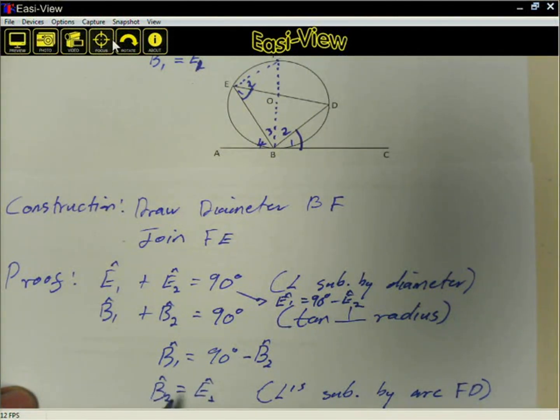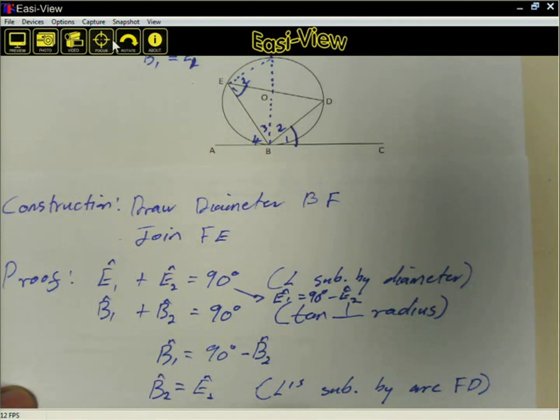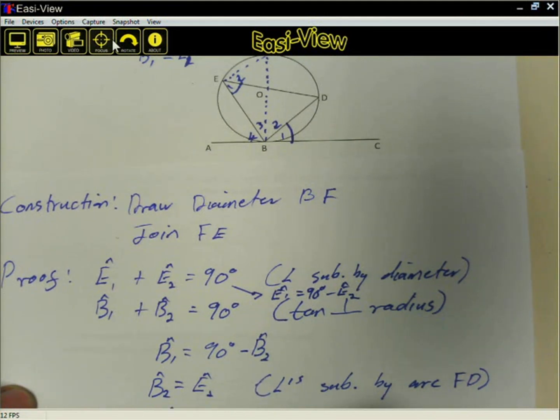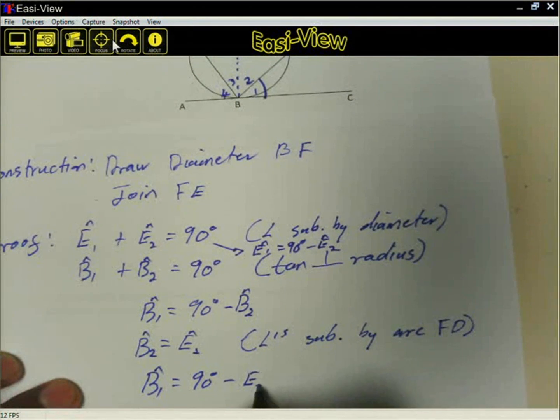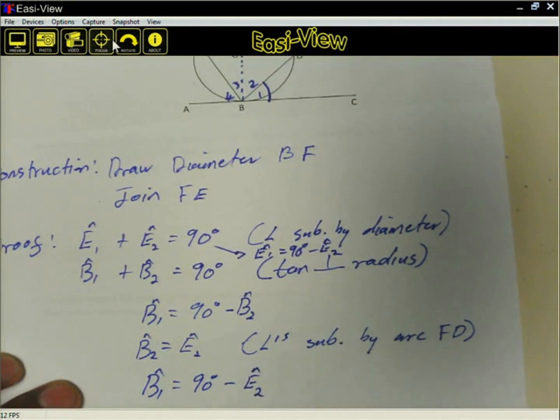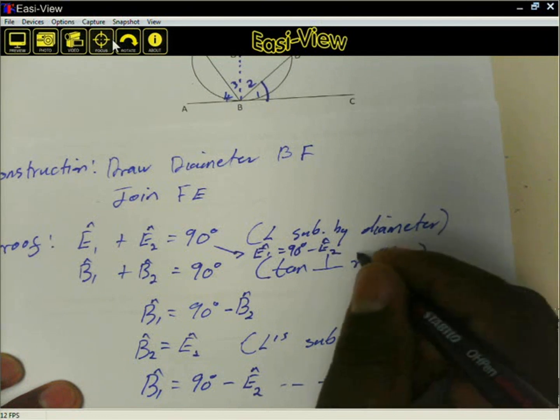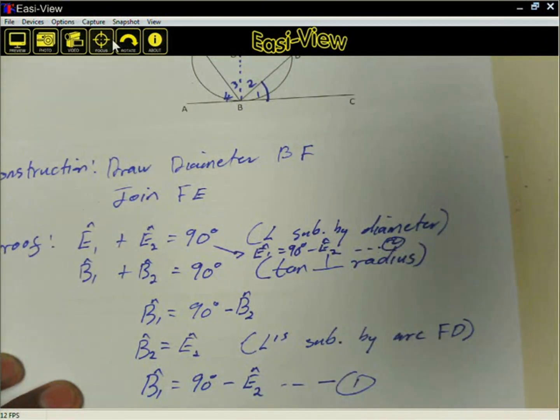Then, if B2 is equal to E2, I can substitute here. Instead of B1, I can say angle B1 is therefore equal to 90 degrees minus, I can substitute B2 by E2 because B2 is equal to E2. So B1 is equal to 90 degrees minus B2. Now I substitute B2 by E2. Thank you. Check this statement. Let me say equation number 1. Check the two equations.